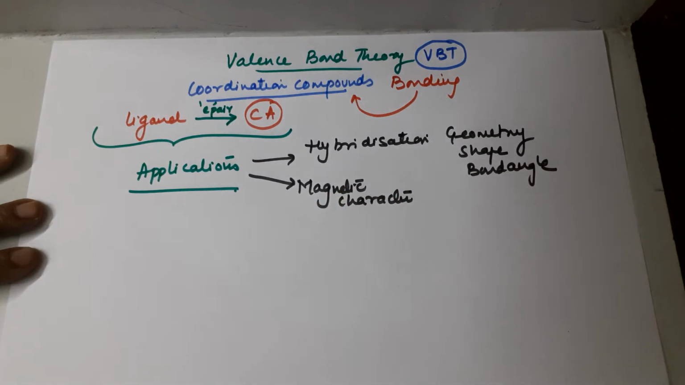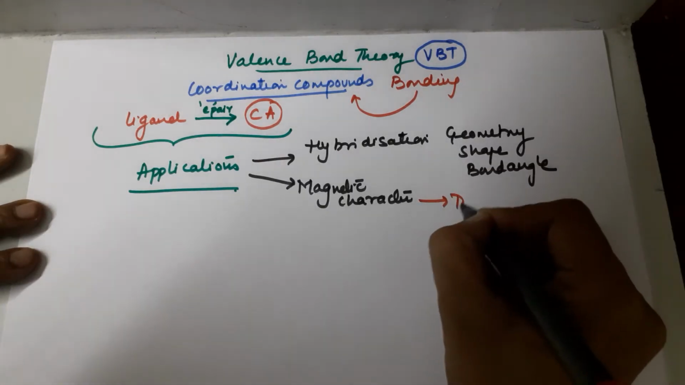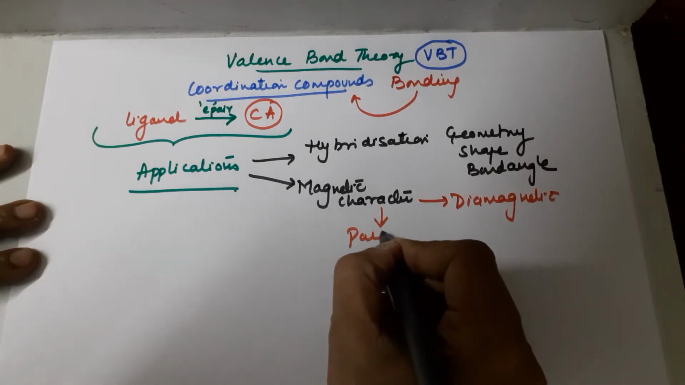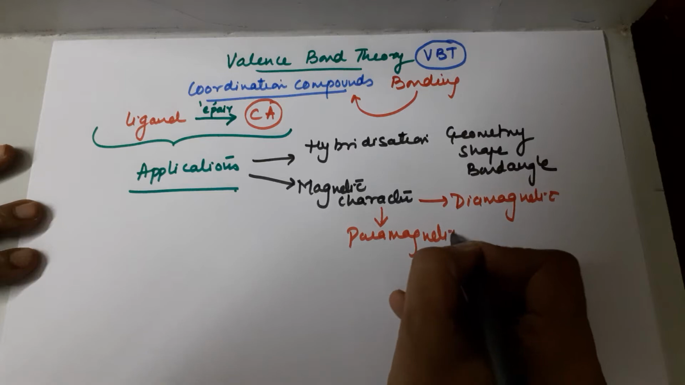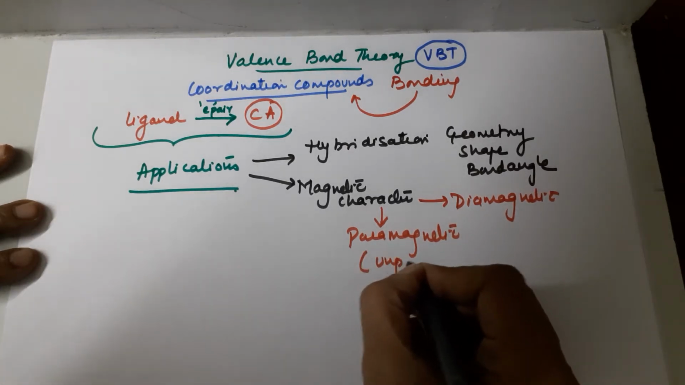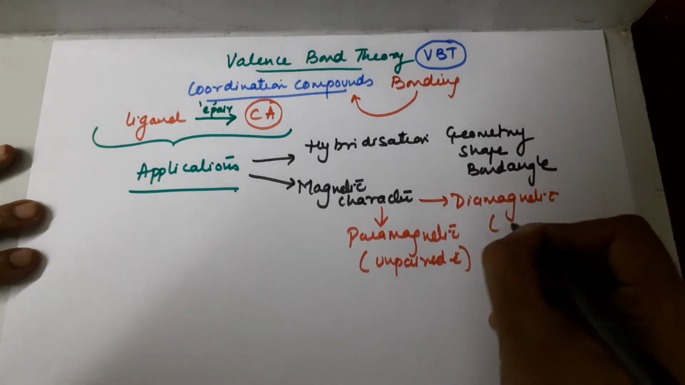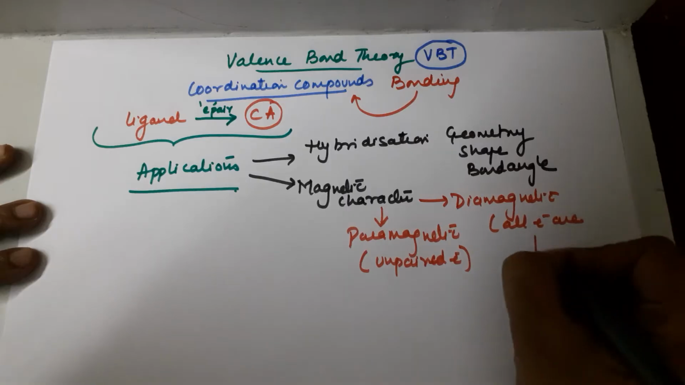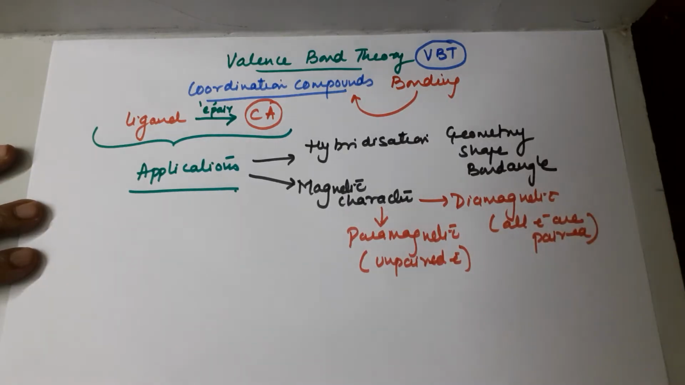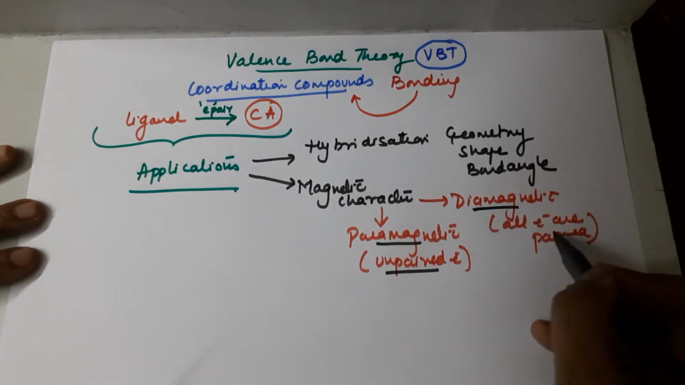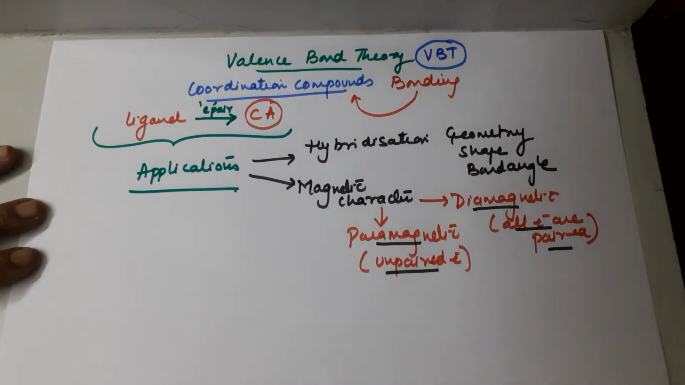You very well know when we talk about magnetic character, it is either diamagnetic or it can be paramagnetic. For paramagnetic, you should have unpaired electrons in the complex, whereas for diamagnetic, all electrons are paired. This is already known to you that presence of unpaired electrons means paramagnetic, while all electrons paired means diamagnetic. So you can find out whether your complex is diamagnetic or paramagnetic.